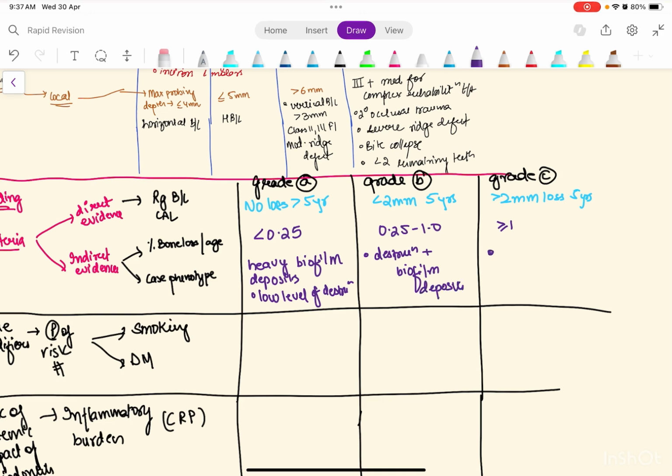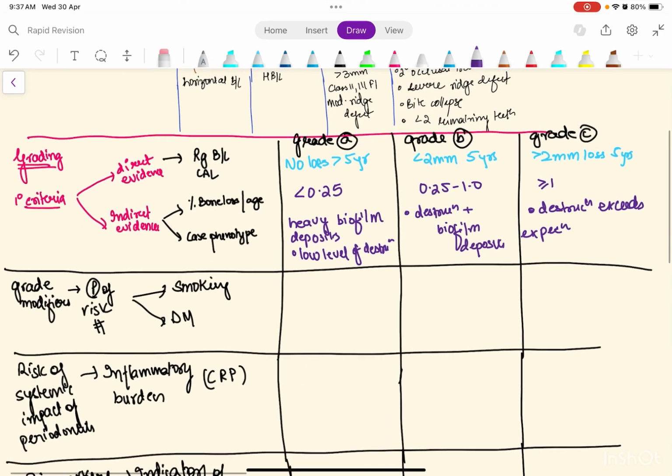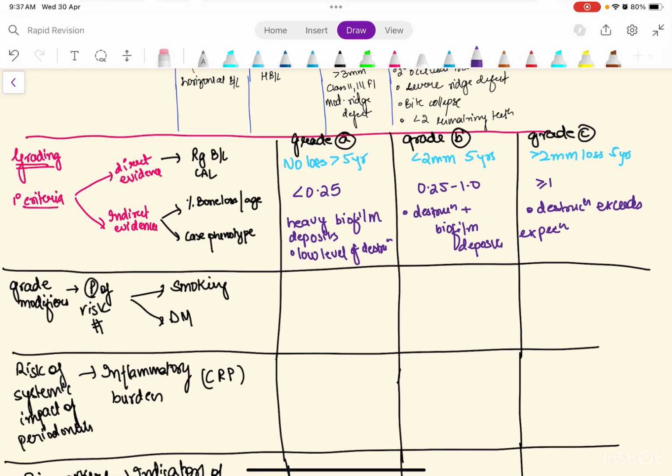Then grade C is destruction exceeds expectation, and biofilm deposits. Now in grade modifiers, in smoking, grade A is a non-smoker. Grade B is less than 10 cigarettes per day, and obviously grade C will be more than 10 cigarettes per day.